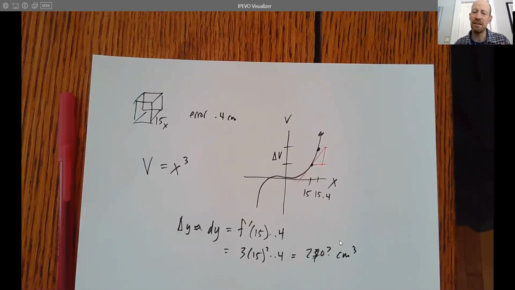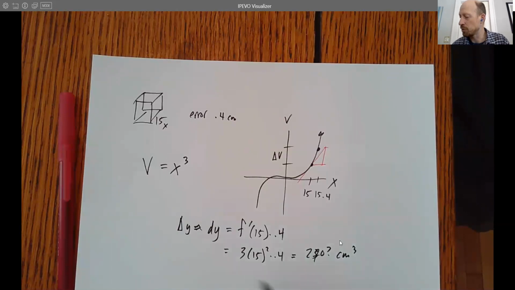So saying that the answer is 270 cubic centimeters of error doesn't really measure the actual error all that much. If this is a small item, 270 cubic centimeters could be really big, but if we're talking about a stadium or something, nobody cares about 270 cubic centimeters. So that's what these secondary questions are. It's looking for also the relative error and the percentage error.